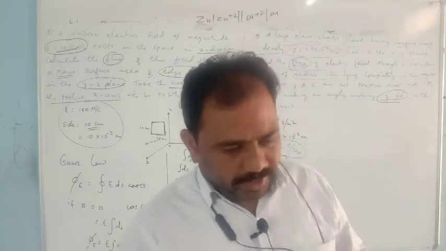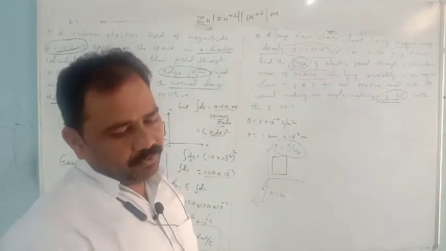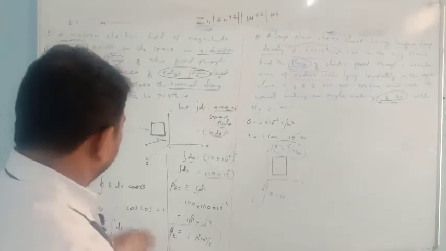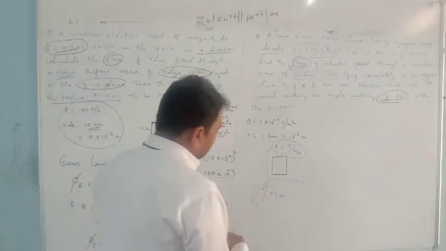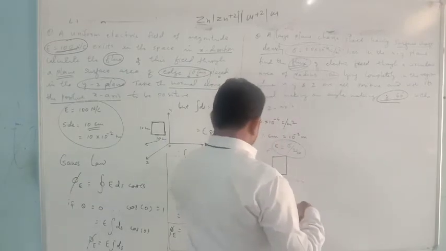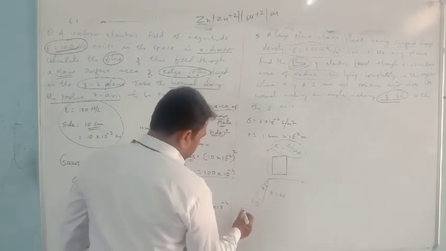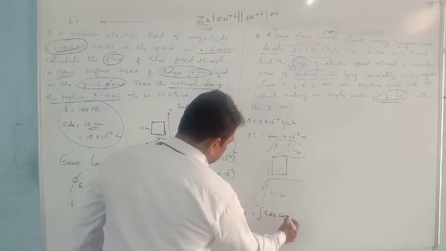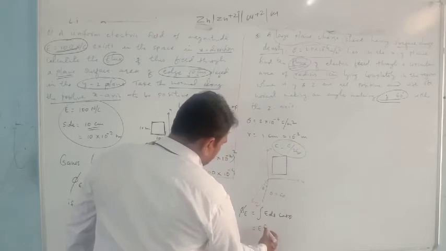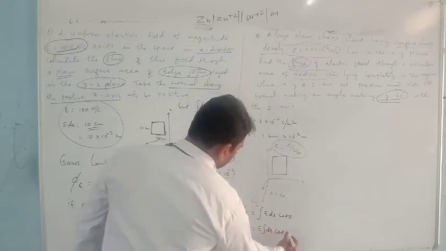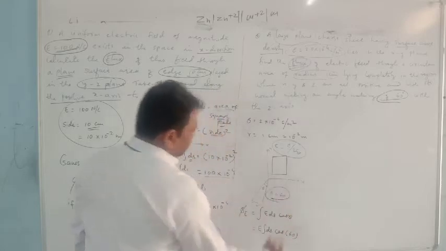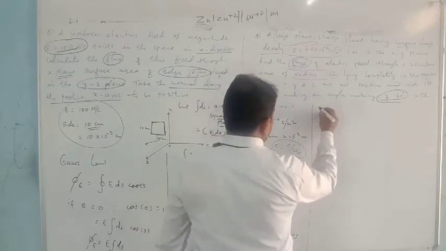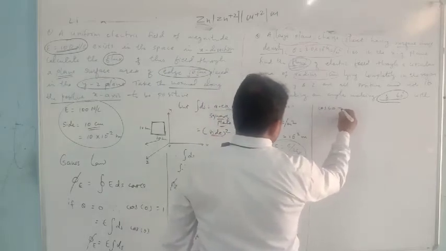Now see, to find the flux, how can we calculate the electric flux here? To calculate electric flux, the same concept we can apply here. The concept is that electric flux is equal to the integration of E ds cos theta. So here E, integration of ds and cos theta. What is theta? Theta is given here as 60 degrees, and we know cos 60. What is the value of cos 60? Cos 60 is equal to 1 by 2.